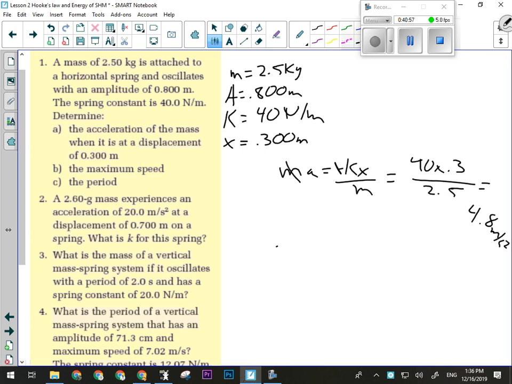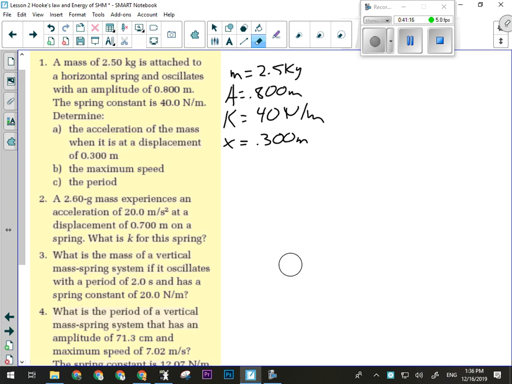All right. Part B, looking for the maximum speed. So I have the maximum amplitude, I have the mass, and I have the spring constant. Can I use law of conservation of energy to get the maximum speed? Yes, I can. Okay, it's 2 points. So I'm done with Hooke's law for now. Now I want to solve for the maximum speed.